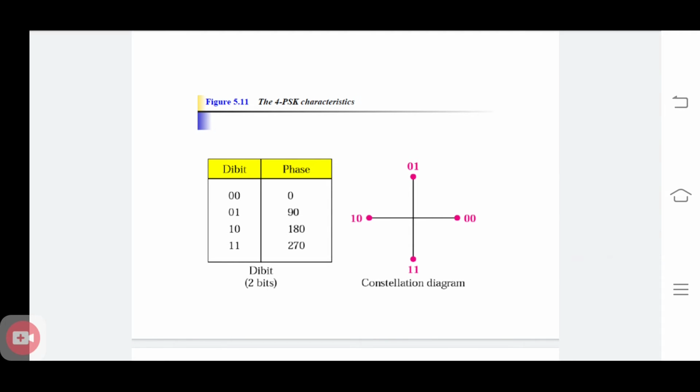So this is a 4 PSK. So you can have a phase of multiples of 90 degrees for representing 2 bits at a time.